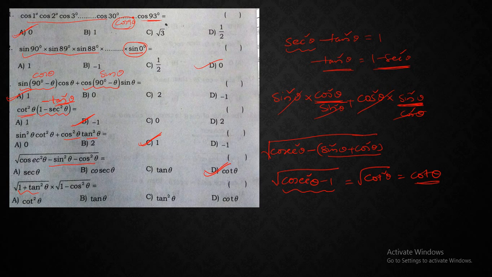Next, square root of 1 plus tan square theta. So 1 plus tan square theta means nothing but secant square theta, into 1 minus cos square theta, which is nothing but sin square theta. So when square and root get cancelled, I am left with secant theta into sin theta. This secant theta I can write as 1 by cos theta. Then this becomes sin theta by cos theta, which is nothing but tan theta. So the answer is tan theta.